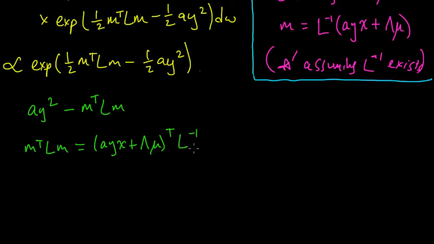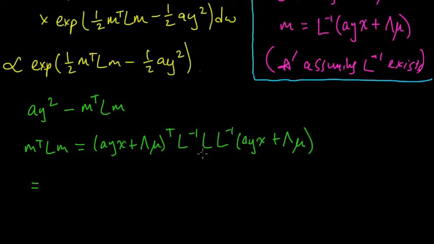L is symmetric, and so L inverse is symmetric. So that's just L inverse times L inverse AYX plus lambda mu. Let's go ahead and multiply this out. What are we doing here? We want to isolate the quadratic part of y and the linear part of y from this nasty big expression. So that's what we're going to try to do. Let's multiply this out.